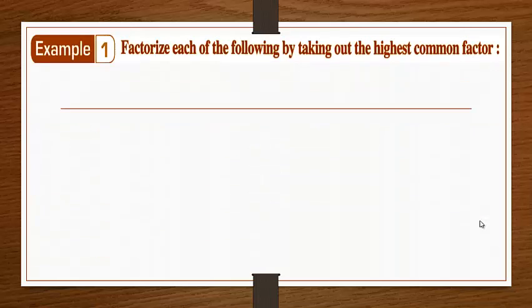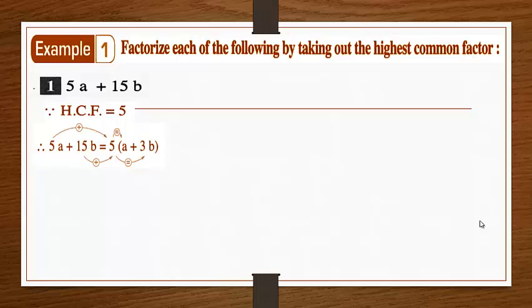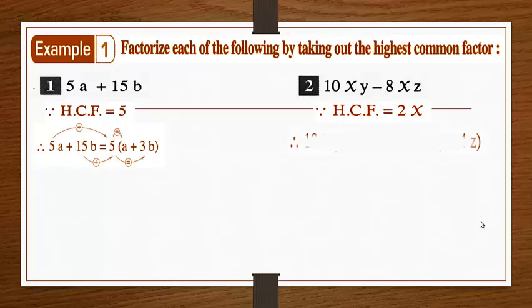For example, factorize each of the following, taking out the highest common factor. Number 1, 5a plus 15b. The highest common factor here is 5. So, when we divide 5a plus 15b by 5, we get a plus 3b. Number 2, 10xy minus 8xz. The highest common factor here is 2x. So, when we divide 10xy minus 8xz by 2x, we get 5y minus 4z.